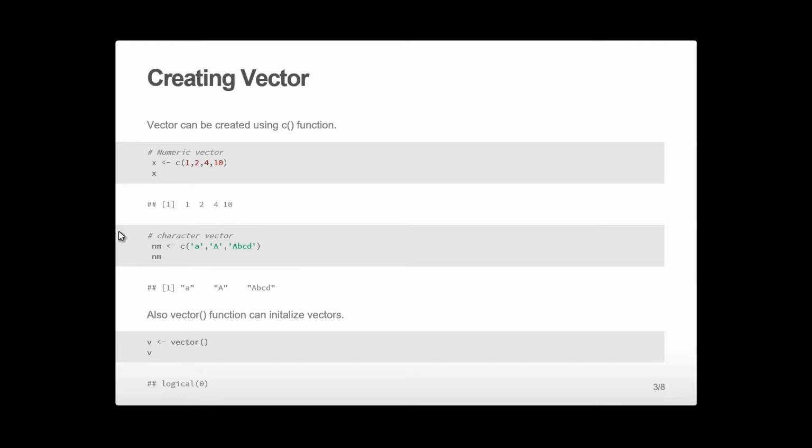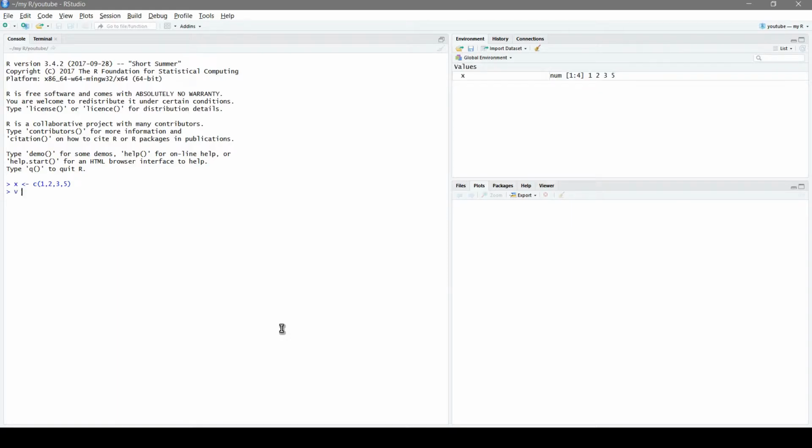So numeric type vectors, character type vectors, and the most important, if you want to create a vector but without any values, you can still do it using the vector function. Now let's try to create a similar vector with no value. You can see here a new vector is created, and by default it is assumed to be of logical type, and it's empty, so it doesn't contain any value. But in future you can assign it any value.